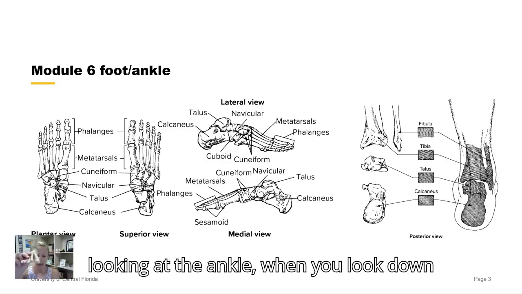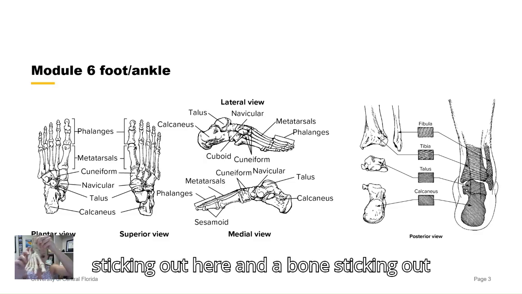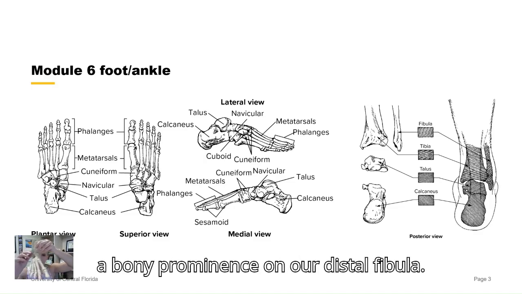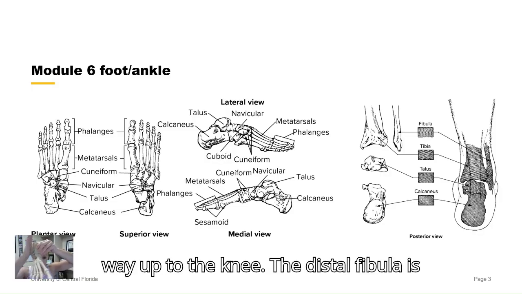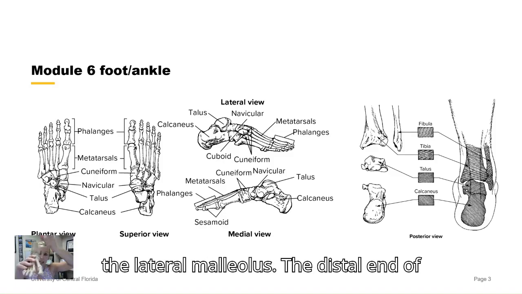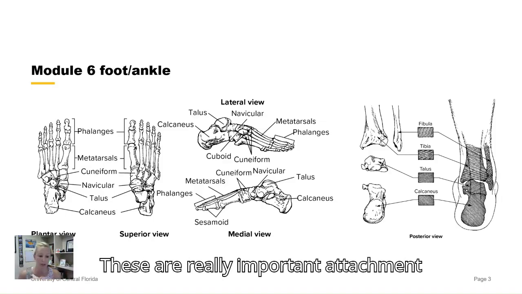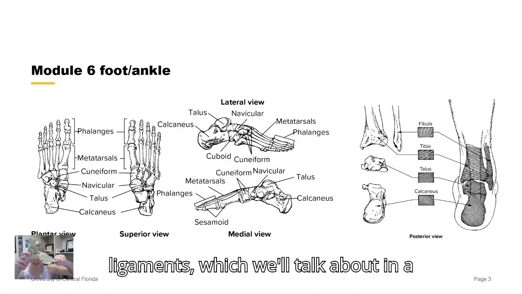And then when we're looking at the ankle, when you look down at your ankle bone, you'll see a bone sticking out here and a bone sticking out here. This is our lateral malleolus. It's a bony prominence on our distal fibula. The fibula runs all the way up to the knee. The distal fibula is the end of it by the foot that makes up the lateral malleolus. The distal end of the tibia makes up the medial malleolus. These are really important attachment sites for our ankle ligaments, which we'll talk about in a second.